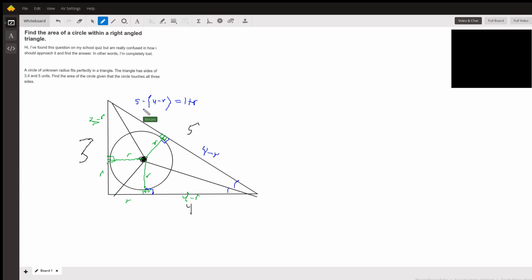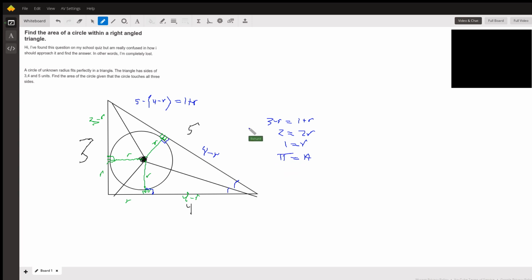So now we're just going to set up an equation here. 3 minus R has to be equal to 1 plus R. So bring over the negative R, you get 2R here. Bring over the 1, you get 2 here. So the radius of the circle is 1. And so they want to know the area of the circle, which is going to be pi R squared. So it's just going to be pi.